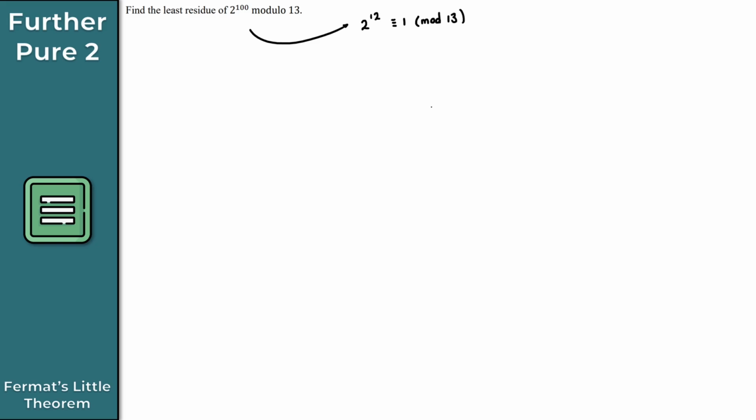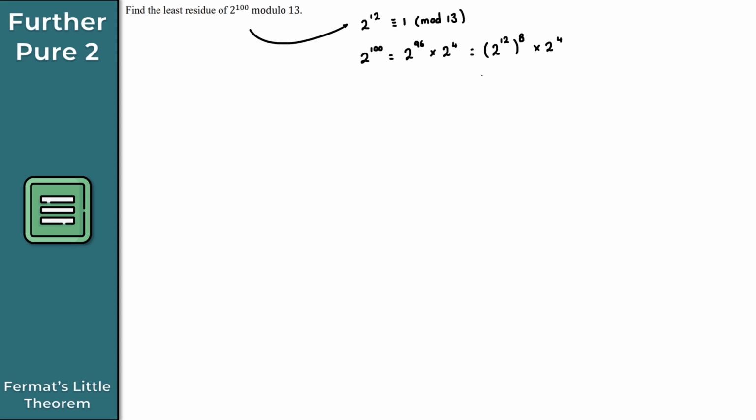Okay, like so. Now what I can also do here then is rewrite 2 to the power of 100 by using the basic rules of indices, right? So 2 to the power of 100 here is the same as 2 to the power of 96 times 2 to the power of 4. Okay, well 2 to the power of 96 here is just the same then as 2 to the 12, all raised to the power of 8, times by 2 to the 4.